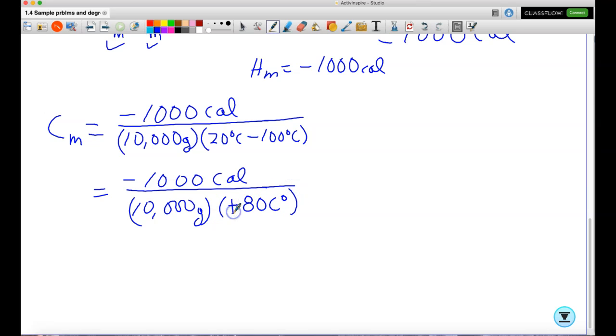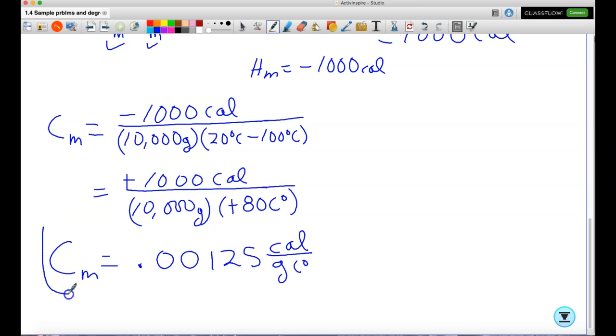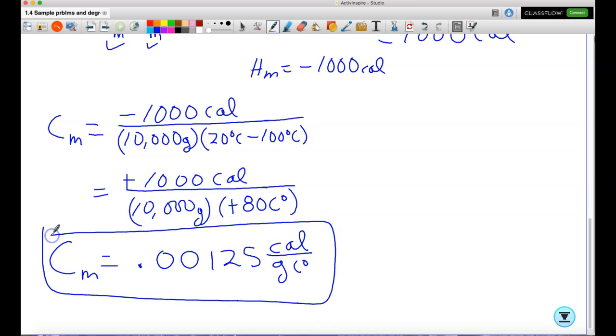Now see, our negatives cancel. And so we have 1,000 divided by 10,000 divided by 80, and that works out to be 0.00125, and none of the units cancel. So we get calories per gram Celsius degree, which is one of the possible units of specific heat of the metal. So there is our specific heat of our metal.